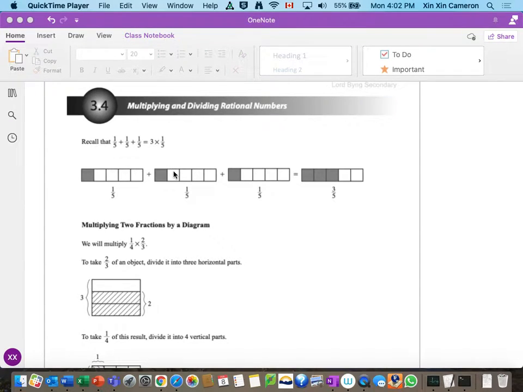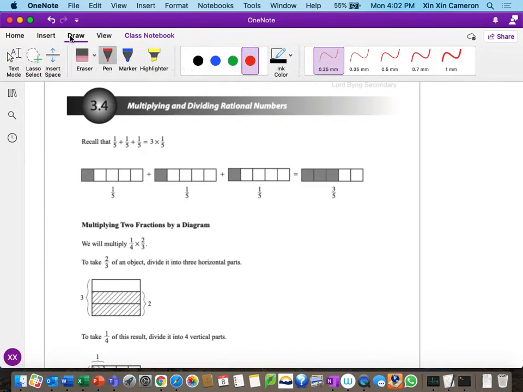3.4 here says that we are going to multiply and divide rational numbers. First of all, I already talked about dividing and multiplication. They're the same thing, because A divided by B just means A multiplied by 1 over B. And that's it.